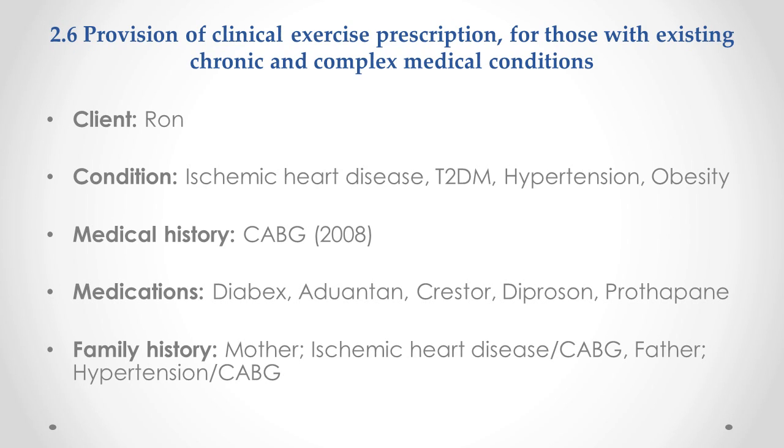For the purpose of this artifact, we will use the case study of Ron. Ron is a man in his late 50s who suffers from ischemic heart disease, type 2 diabetes, hypertension, and obesity. Ron has recently had a coronary artery bypass graft in the last 5 years and has a family history of ischemic heart disease and hypertension.